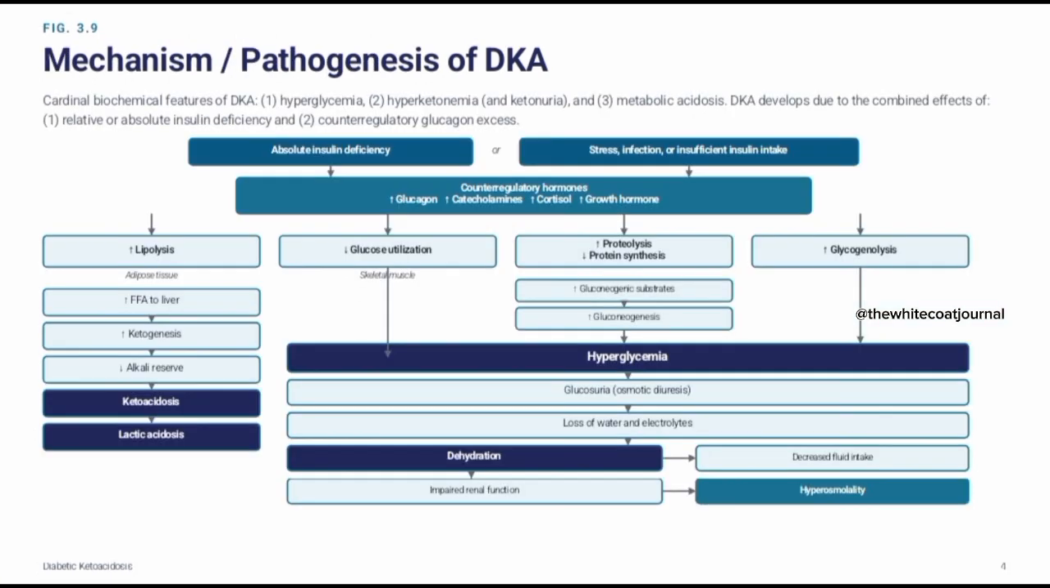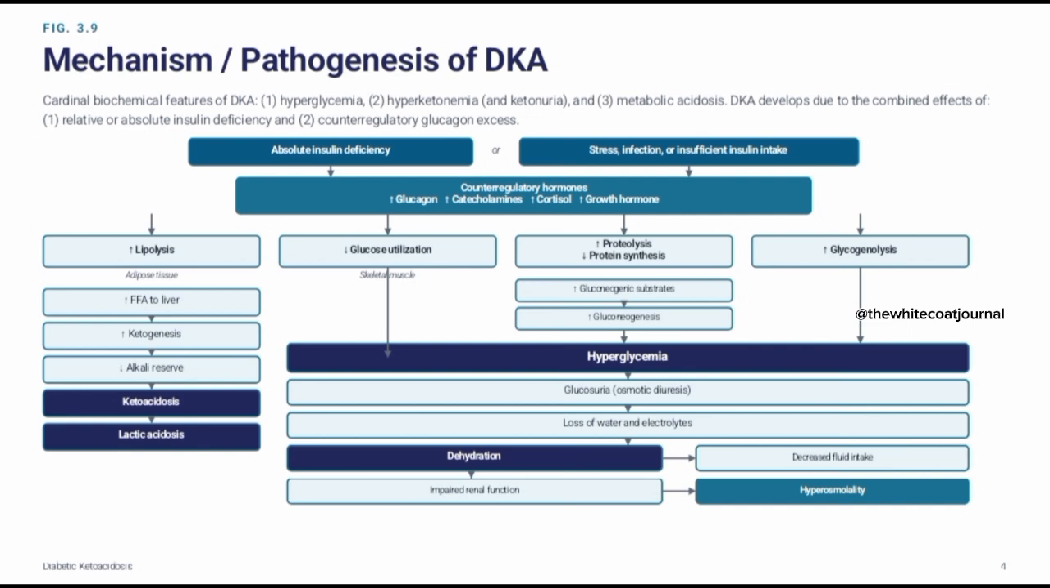Now, why do these triggers cause DKA? During infection or severe stress, the body releases counter-regulatory hormones, particularly glucagon, catecholamines, cortisol, and growth hormone. So these hormones act against insulin. Therefore, DKA develops because of insulin deficiency and excess counter-regulatory hormones. So this is the basic starting point.